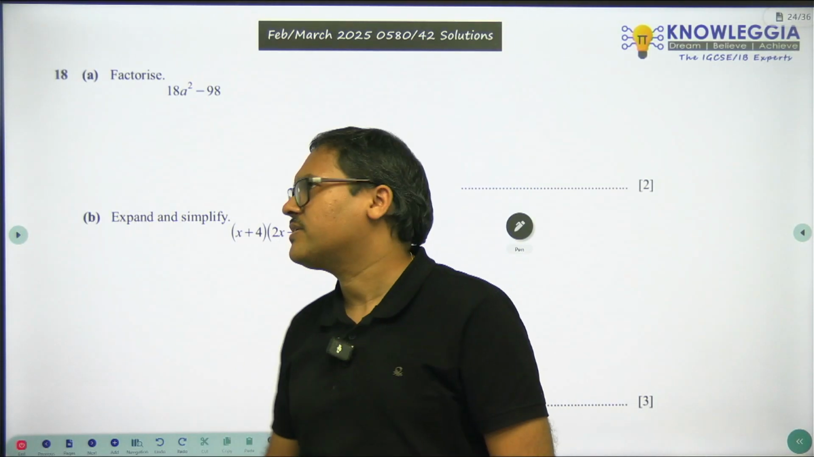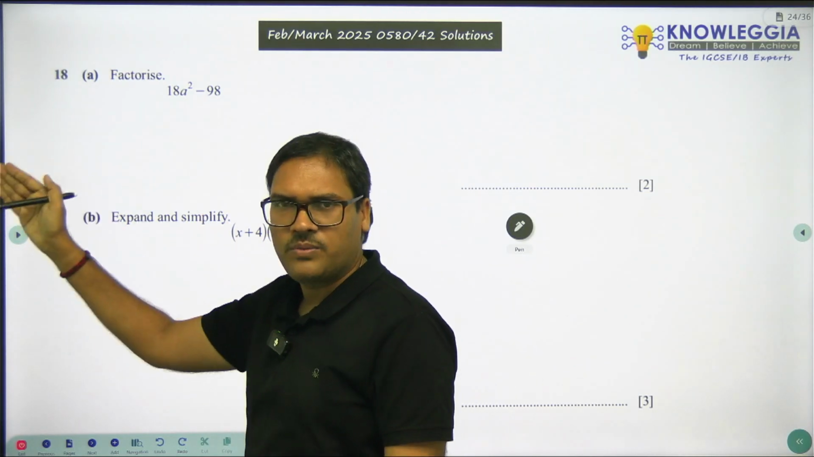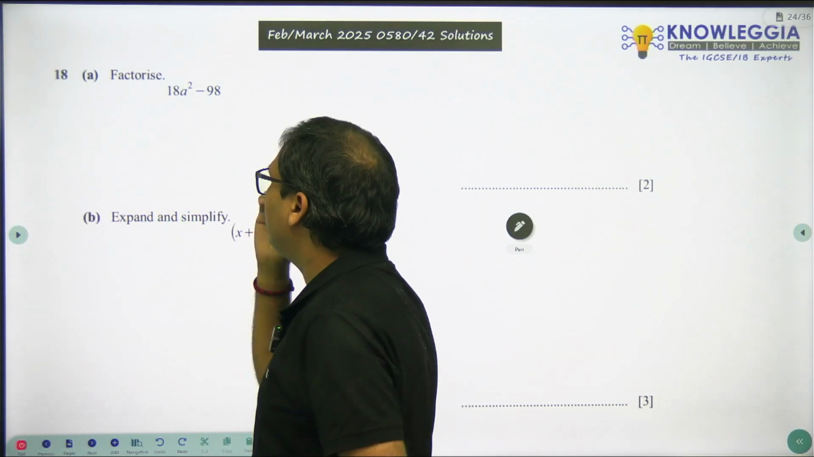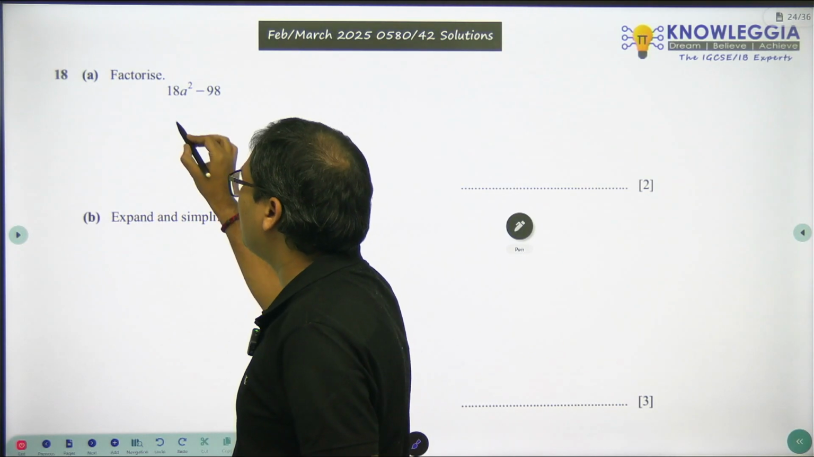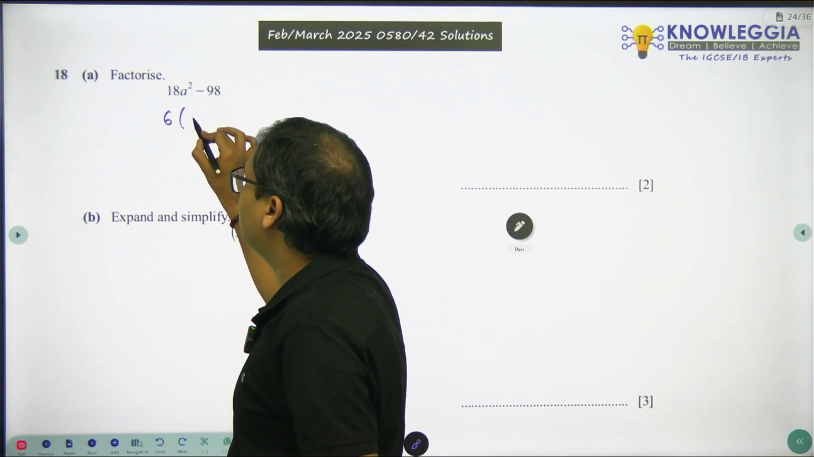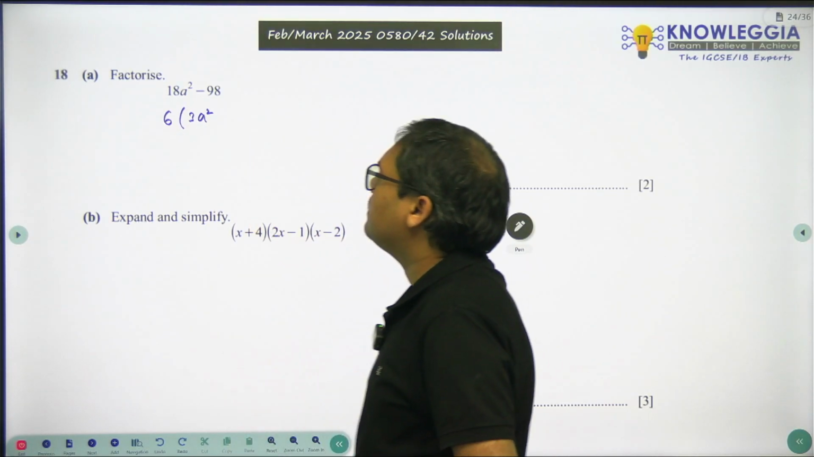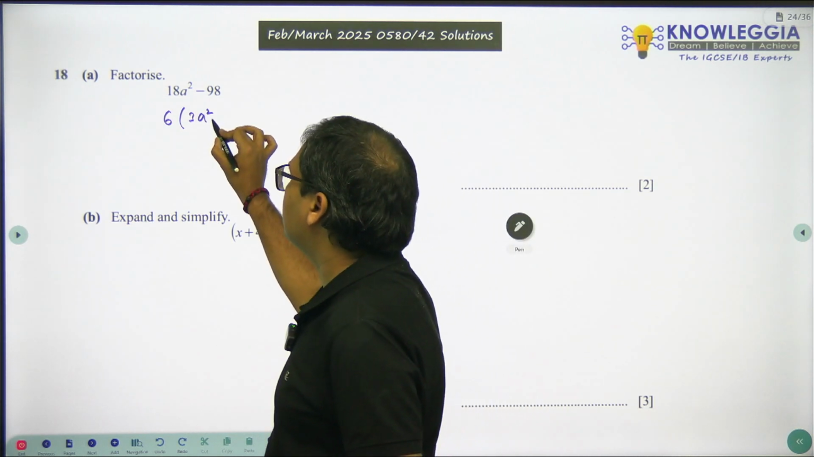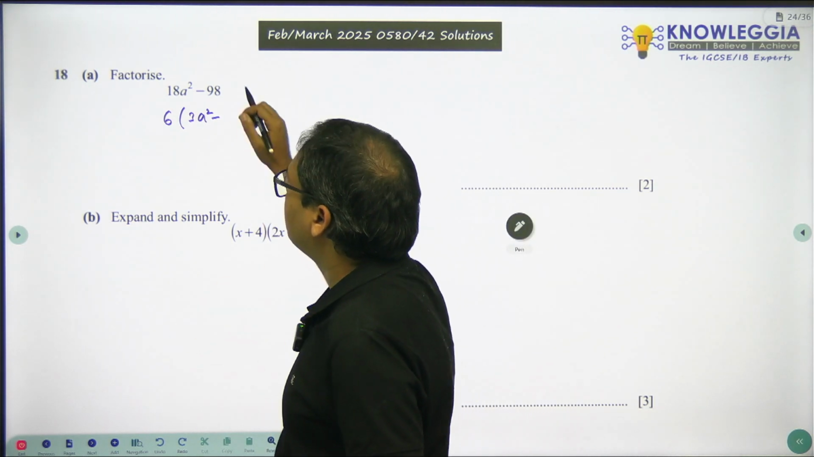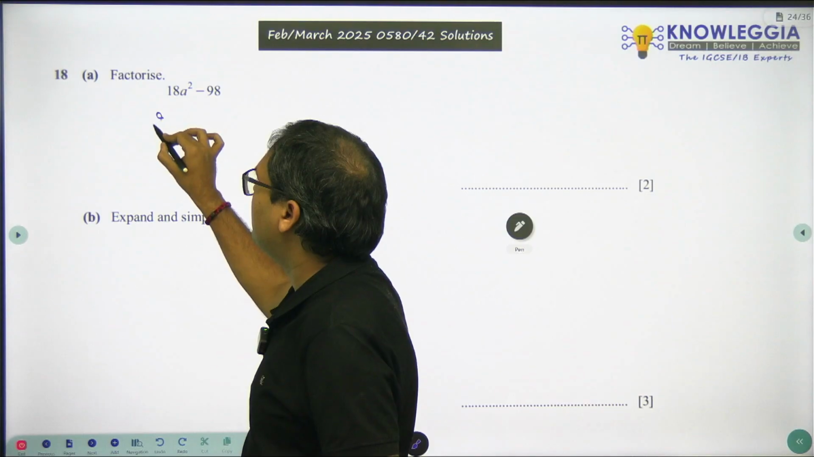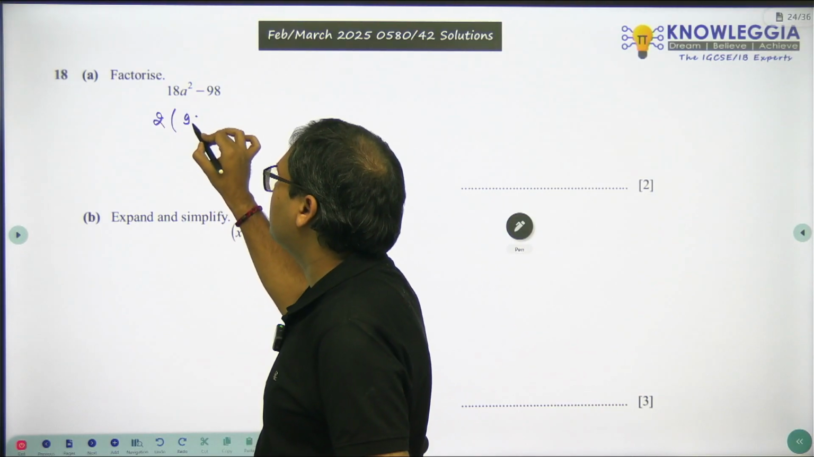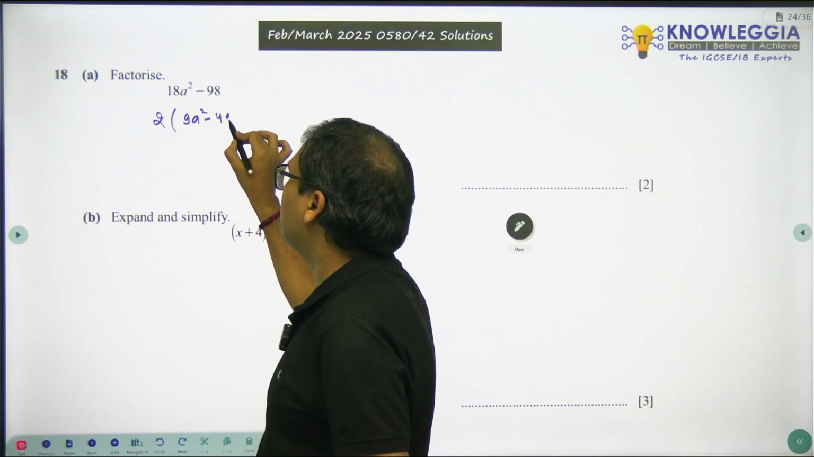This is a pretty easy question. You can see I can take out something common here. First, you can see 6 is common. So I take 6 common. This is 3a square. Okay, so this is minus, no, 6 is not common. So 2 is common, sorry. 2 common. This is 9a square minus 49.